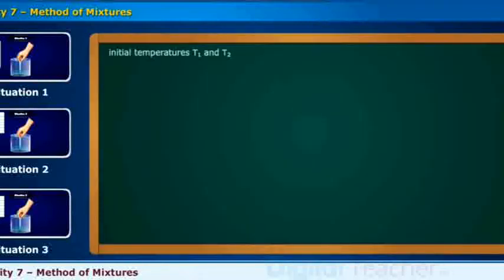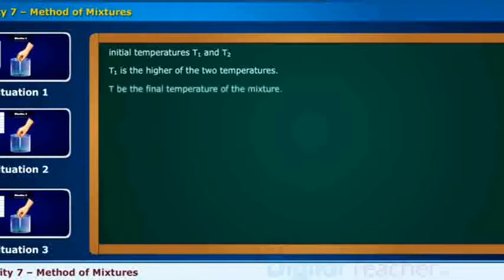Now, let us find the difference between these three situations. Assume that the initial temperatures of the samples of masses M1 and M2 be T1 and T2 respectively. Here T1 is the higher of the two temperatures. Let T be the final temperature of the mixture. The temperature of the mixture is higher than the colder sample's temperature and lower than the hotter sample's temperature. This implies that the cold sample has gained heat and hot sample has lost heat.